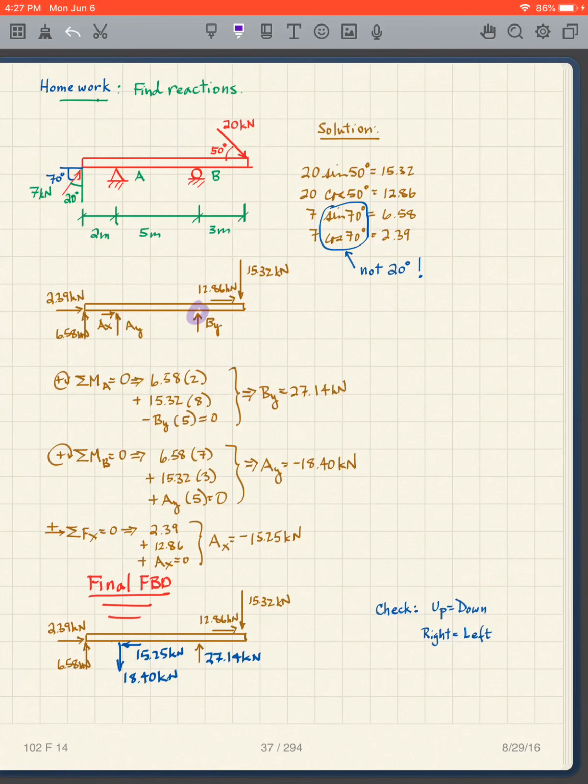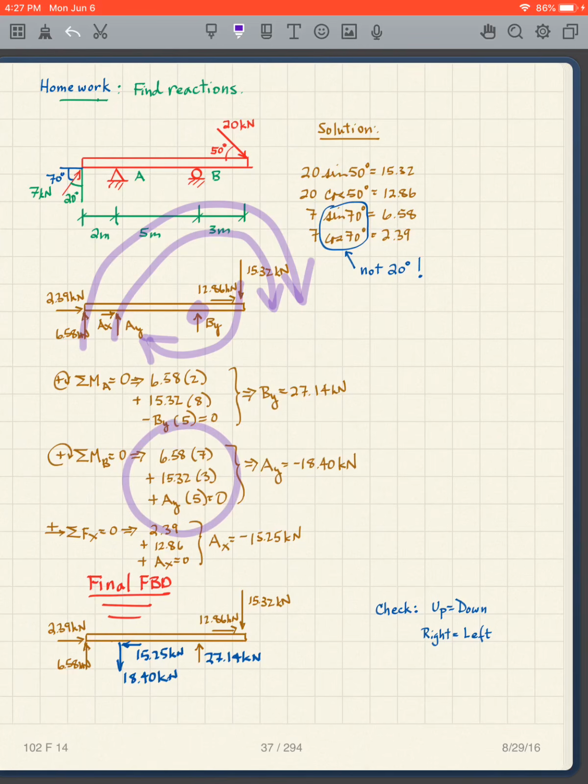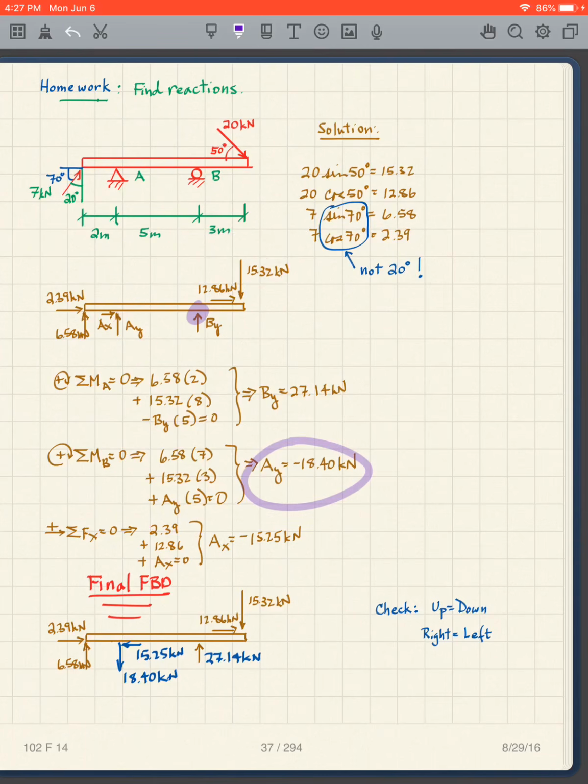Then I'm going to take moments about B. 6.58 times 7, AY times 5, 15.32 times 3. This is clockwise, so it's positive. This is clockwise, so it's positive. This is clockwise, so it's positive. So all of them are positive here. And I get AY is negative 18.4.